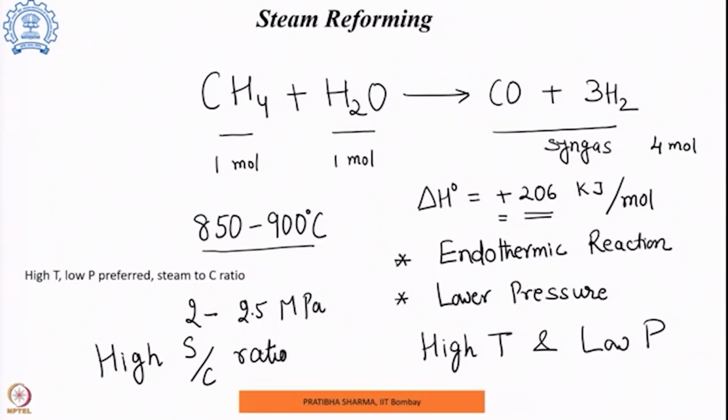So, what is desired is a high temperature, although desired is a low pressure, but usually these reforming reactors are operated under higher pressure conditions, somewhere around 2 to 2.6 megapascal and a higher steam to carbon ratio.